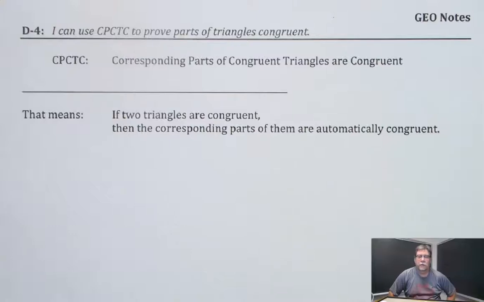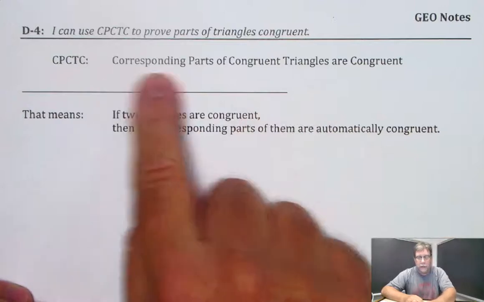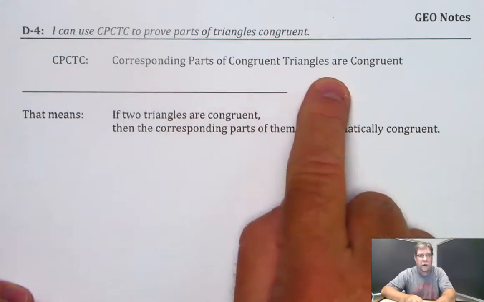Sometimes when we're trying to show triangle congruence, we actually don't want to prove that triangles are congruent. We want to show that maybe two angles are congruent or maybe two sides are congruent. And we want to do that by actually proving the entire triangle is congruent. And then we know, remember, once we prove triangles are congruent, we know that all three corresponding angles are congruent and all three corresponding sides are congruent. So sometimes we want to use something called CPCTC, which stands for corresponding parts of congruent triangles are congruent.